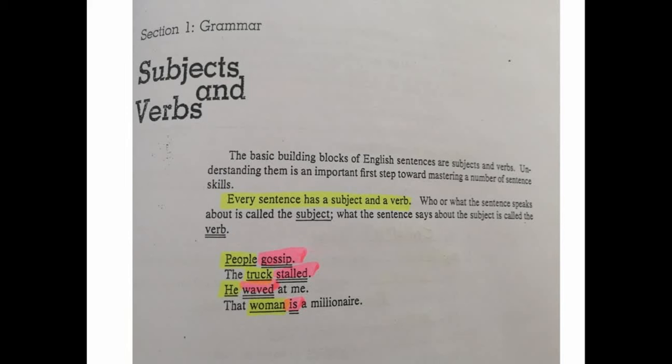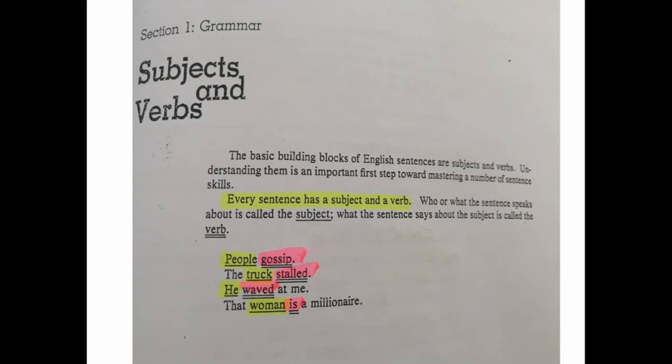I hope it's clear. Now to find the verb, you need to ask yourself what the sentence says about the subject. Now the subject is people. What does the sentence say about people? They gossip. Okay? You can replace people with they, and you say they gossip. What does the sentence say about the truck? It stalled. So it's telling us stalled.